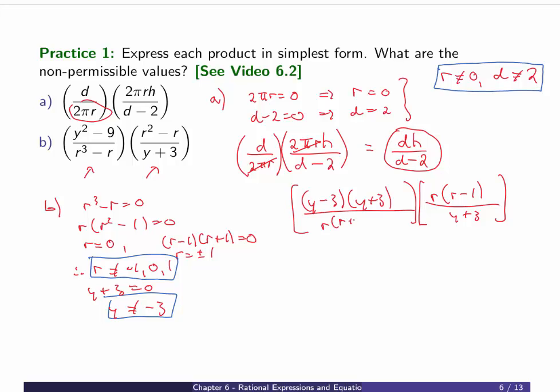This is r plus 1. This is r minus 1. Right? We already factored it over here. So, we have this canceling off. We have y plus 3 canceling off, which is great.